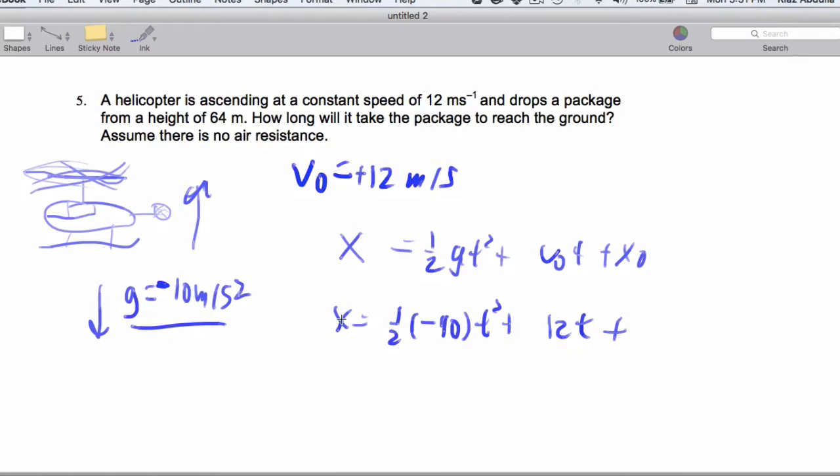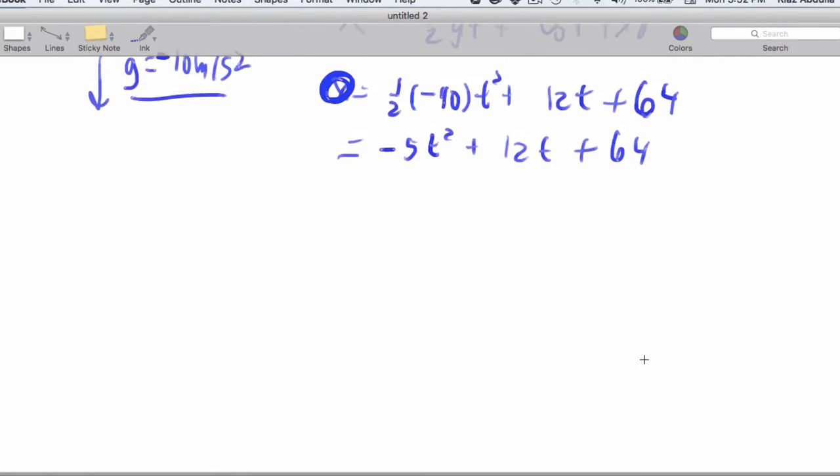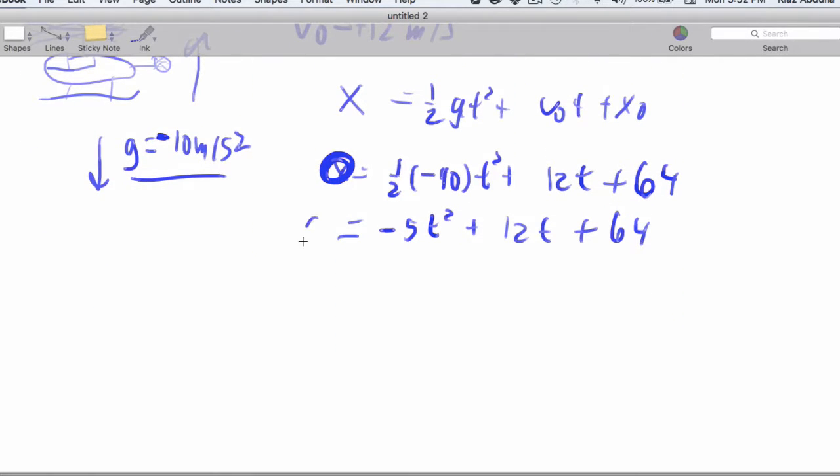And now here's the thing. I end up at 0 from a height of 64, and this is totally gross. We're going to have negative 5t squared plus 12t plus 64. And we actually have to use the quadratic formula to solve this, equals 0. Gross. So let's just get it over with.